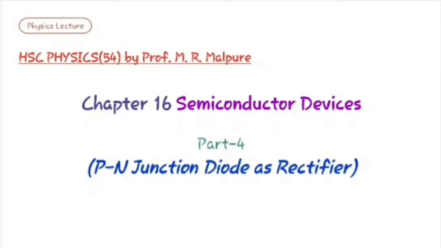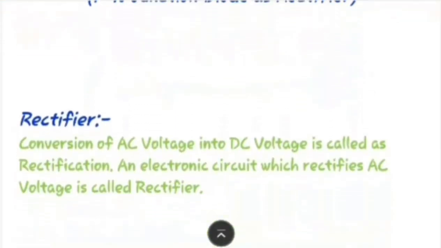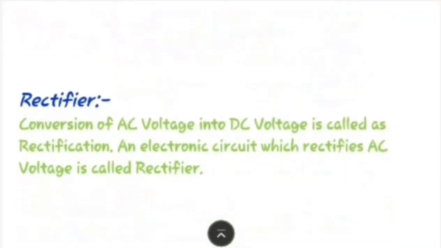So what is meant by rectifier exactly is, when we convert a particular AC voltage into DC voltage, then that process is called rectification. And when we use some electronic equipment or circuit which actually rectifies this AC voltage, it is called a rectifier.